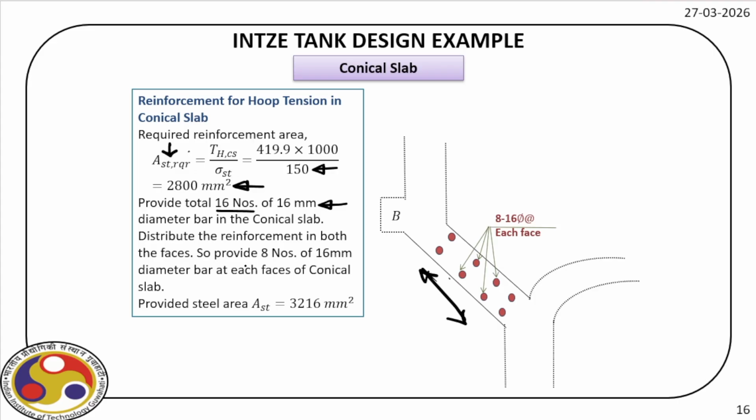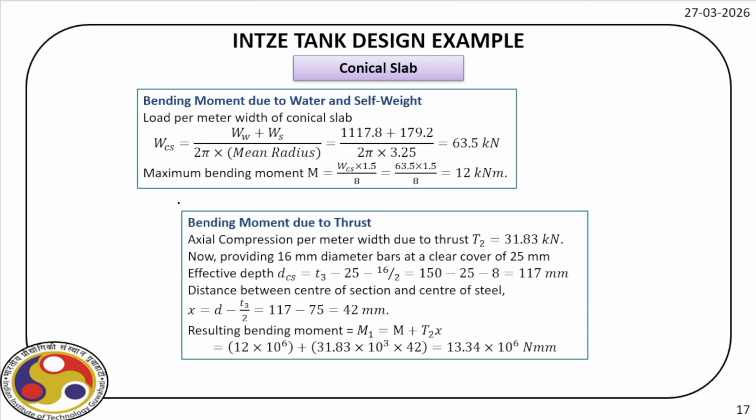So this 16 number will be provided on both faces. So each face will get 8 numbers of 16 fibers. So AST provided is 3216 millimeter square, while the requirement is 2800 millimeter square. So that is adequate.